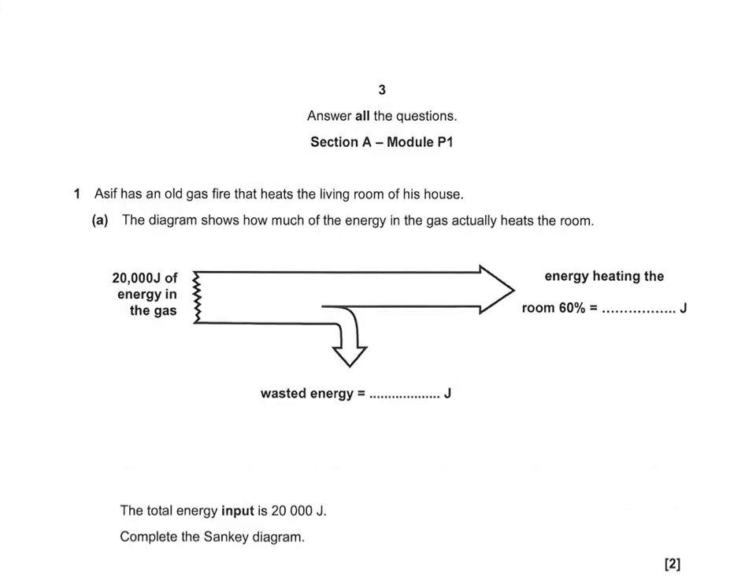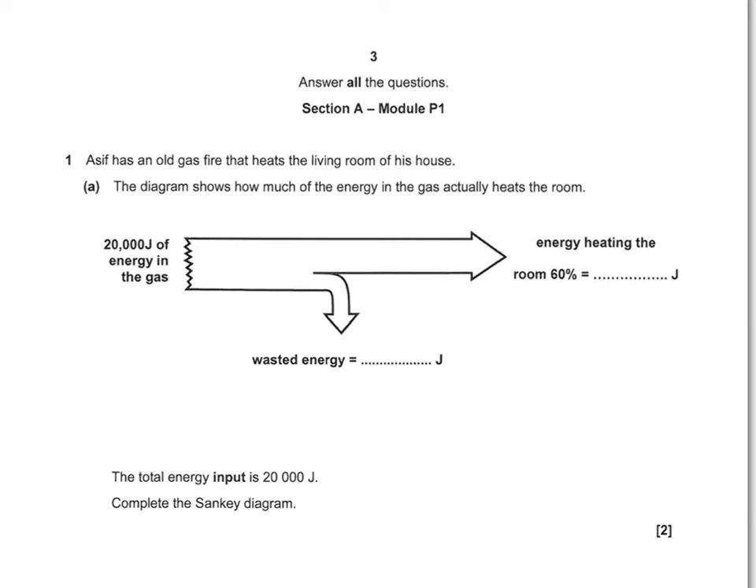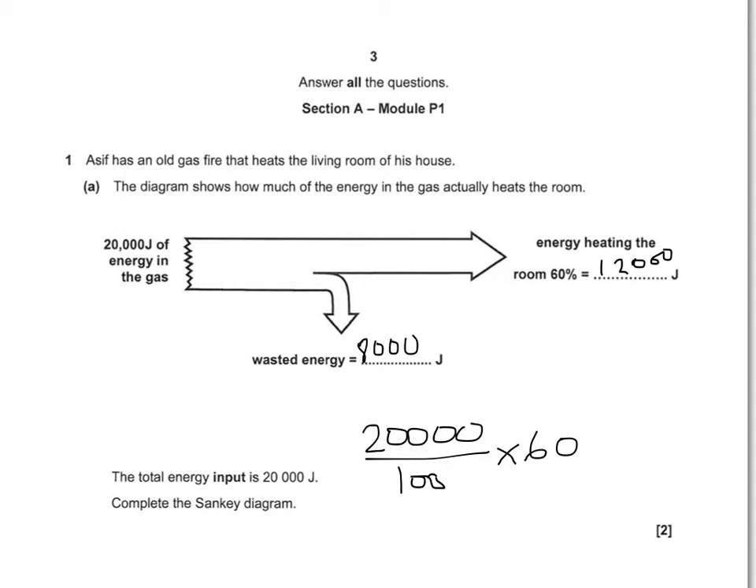Next question. Asif has an old gas fire that heats the living room of his house. The diagram shows how much energy in the gas actually heats the room. So you've got to complete the Sankey diagram. So its total energy input is 20,000 joules. It tells you what the efficiency is, 60%. So you've got to work out what 60% of 20,000 is. So all you've got to do is do 20,000 divided by 100, then times by 60. So that gives you 12,000, and then the rest is going to be wasted. So that's 8,000 that's wasted. 1 mark for each of those.